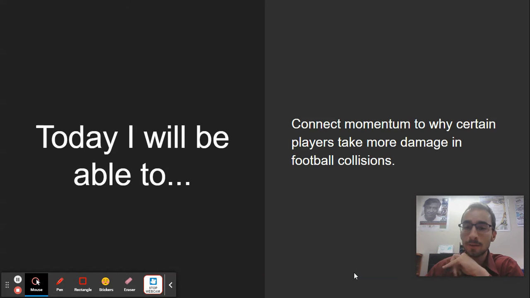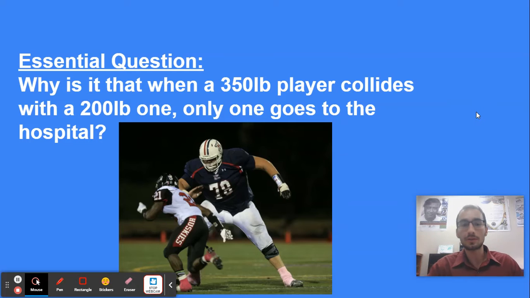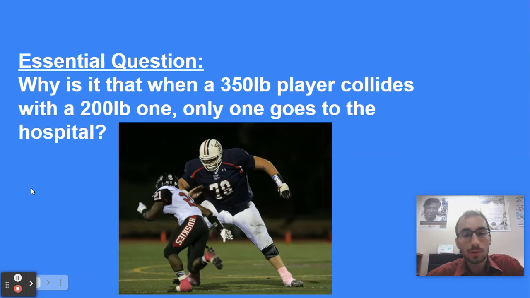By the end of this video, you should be able to connect momentum to why certain players take more damage in football collisions. Specifically, here's the EQ that you'll be answering at the end of the video. Why is it that when a 350-pound player collides with a 200-pound one, only one goes to the hospital? Why is that? Has to do with physics.